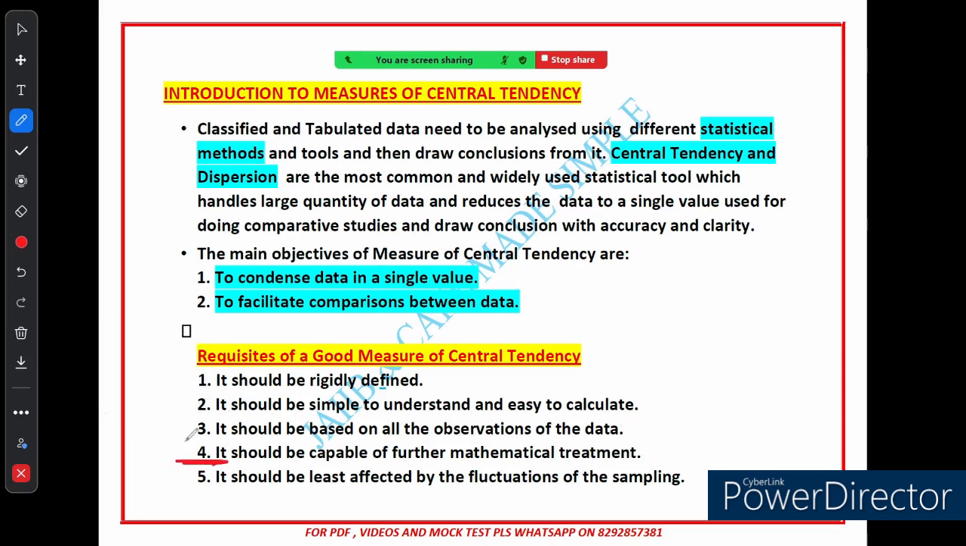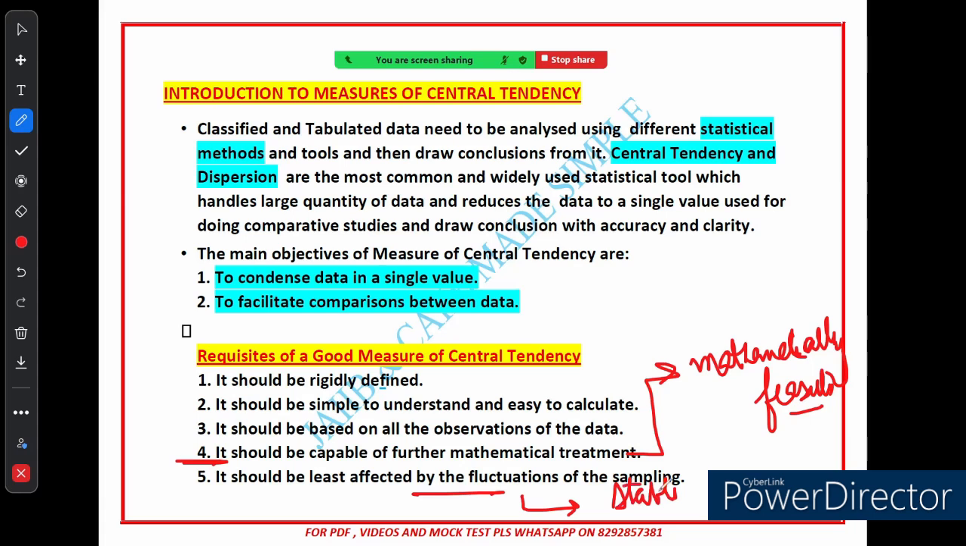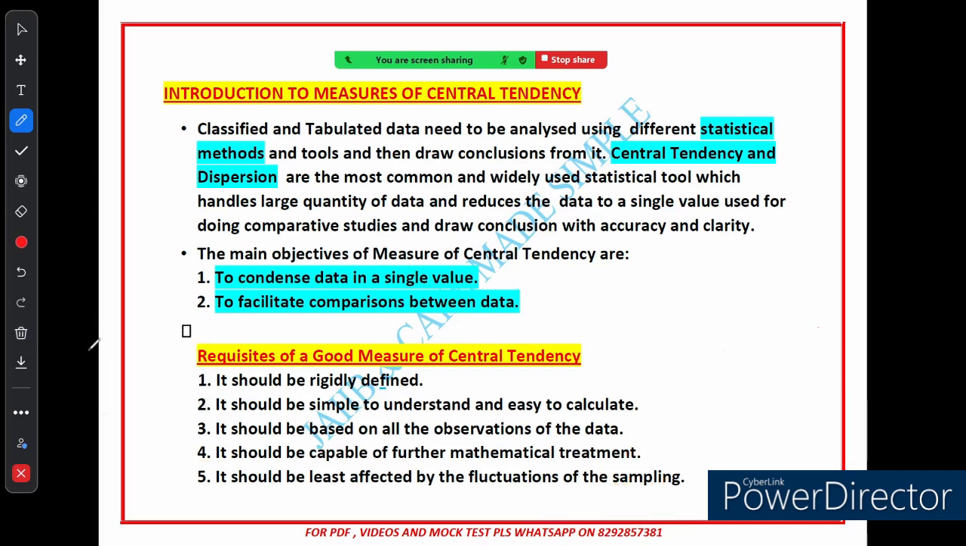And the fourth point, it should be mathematically feasible. Let me write it down. Mathematically it should be feasible. What does it mean? It means that you should be able to use it in further calculation if needed. That is called mathematical feasibility. Then the last is that it should be stable. What does it mean? It should not change much even if you take a different sample, right? That is called stability. So let me again revise. Rigidly defined, that means clearly defined, simple and easy, inclusive, mathematically feasible, stable. These are the key requisites for a good measure of central tendency.